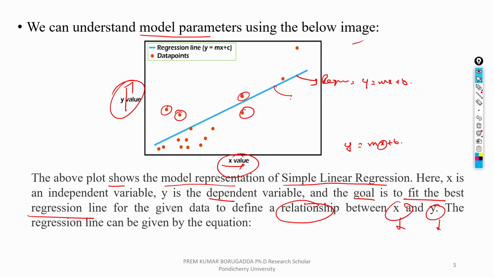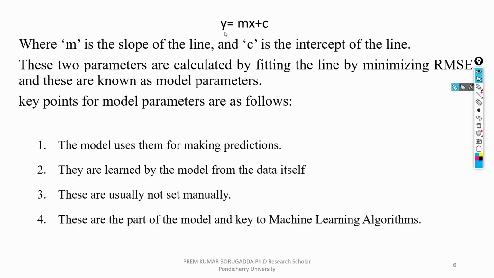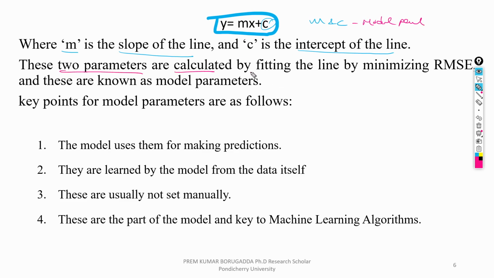The regression line gives our equation. What is the equation? y is equal to mx plus b. In this equation, m is our slope of the line and b is the intercept of the line. These are the two parameters. So in this equation, m and b are called the model parameters. These two parameters are calculated by fitting the line.